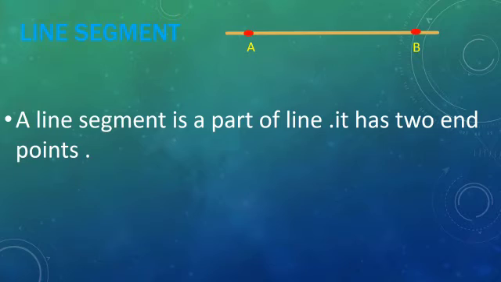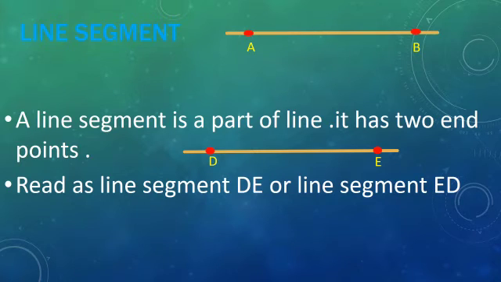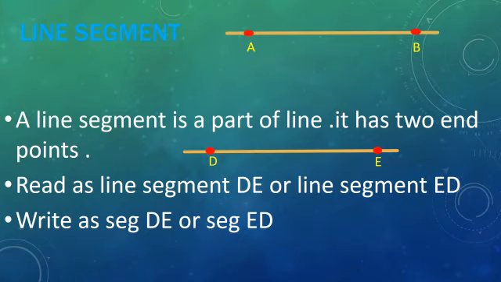A line segment is a part of a line. It has two endpoints. You can see point A and point B. You can give any name, like DE, but it should be like AB, BC, DE. You can't write AZ or PR. Only the next alphabet should be there. So how do you read this? Read as line segment DE or line segment ED. You can write from the right side also and from the left side of its name. Write as segment DE and segment ED.